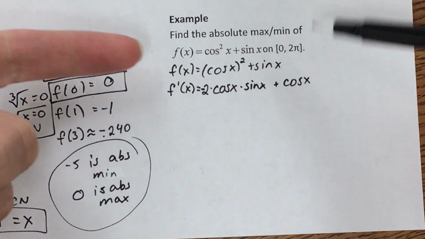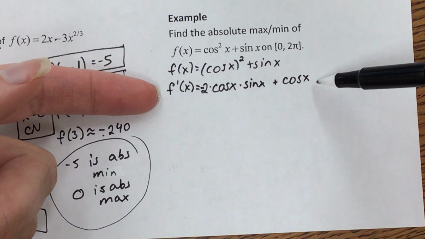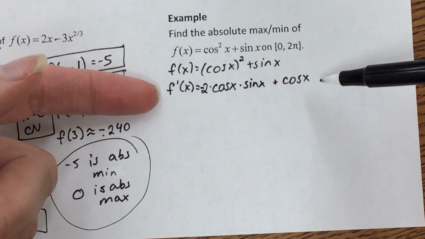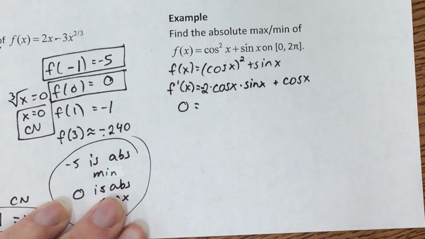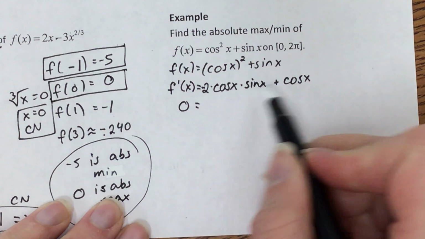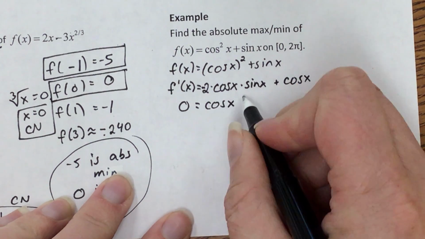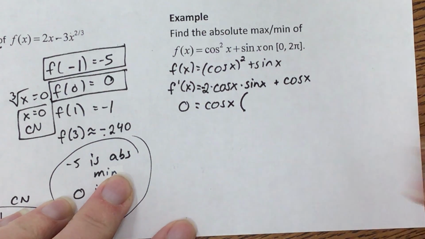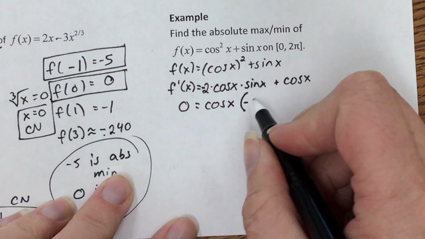Okay. So we have our original function, we have its derivative. How do you find critical numbers? Set your derivative equal to 0. So this is 0 equals. Okay, we've got to factor something. What's common is that we have a cosine of x in both of those pieces. So I'm going to write out cosine x times, we've got -2 sine of x plus 1.